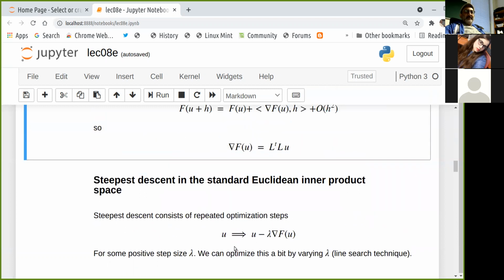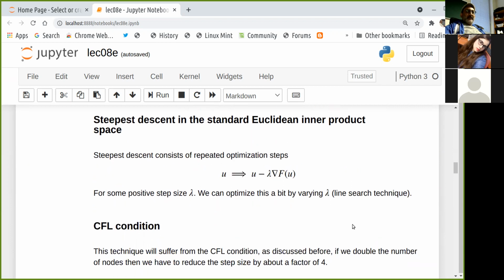Steepest descent is basically: start from some given u, some estimate of the solution, and you get a better estimate of the solution, one which will produce a smaller functional value f of u, by u minus lambda times the gradient, for some positive step size lambda. Now what you want to do with this is to vary your lambda, and that's called a line search technique. But I want to concentrate on the gradients in this session, so I'm not going to do that. I'm just going to talk about the gradients this time.